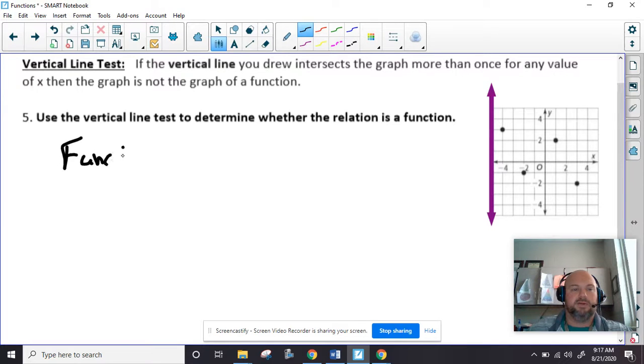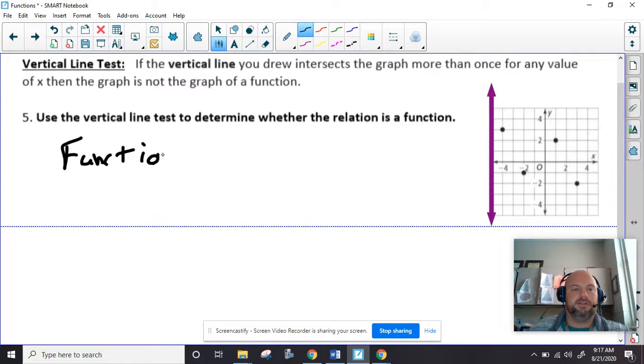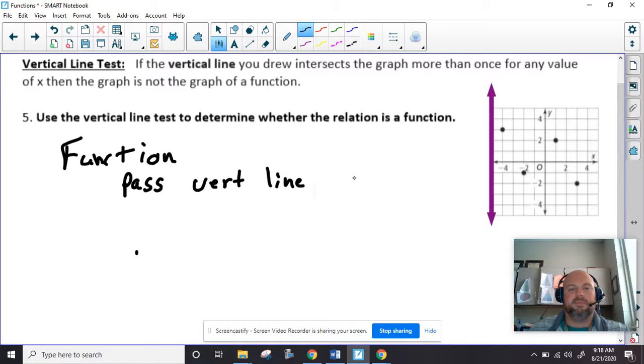And the reason why, oh, shucks. Function. It's because it passes the vertical line test. All right. Now, I'm not asking you to explain it right now. Basically, it's like this. Is it a function or not? Okay.